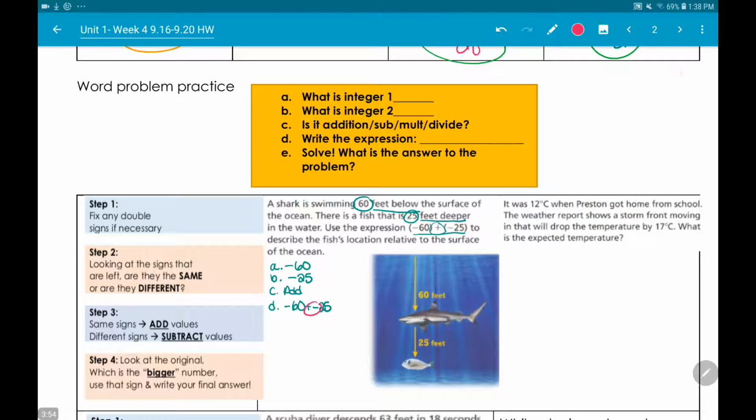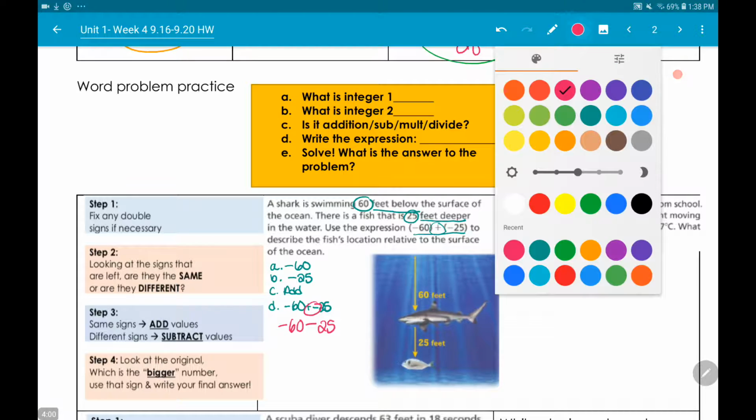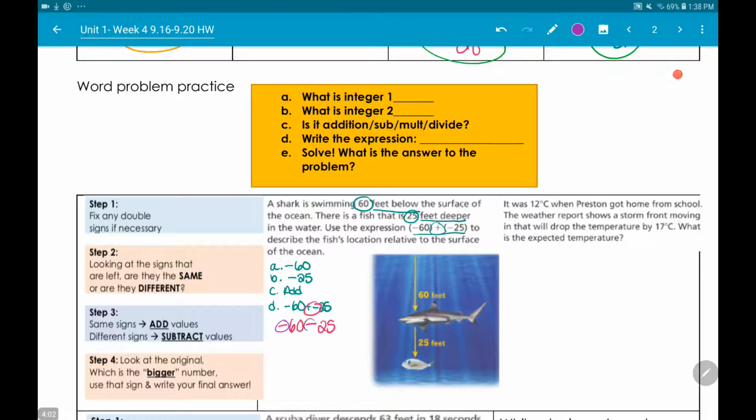So I have double signs. Let's change that. Okay, now what's left over? They are the same. So I add. Zero plus 5 is 5, 6, 8. And my final answer should be negative. Okay, so it's negative 85 feet.